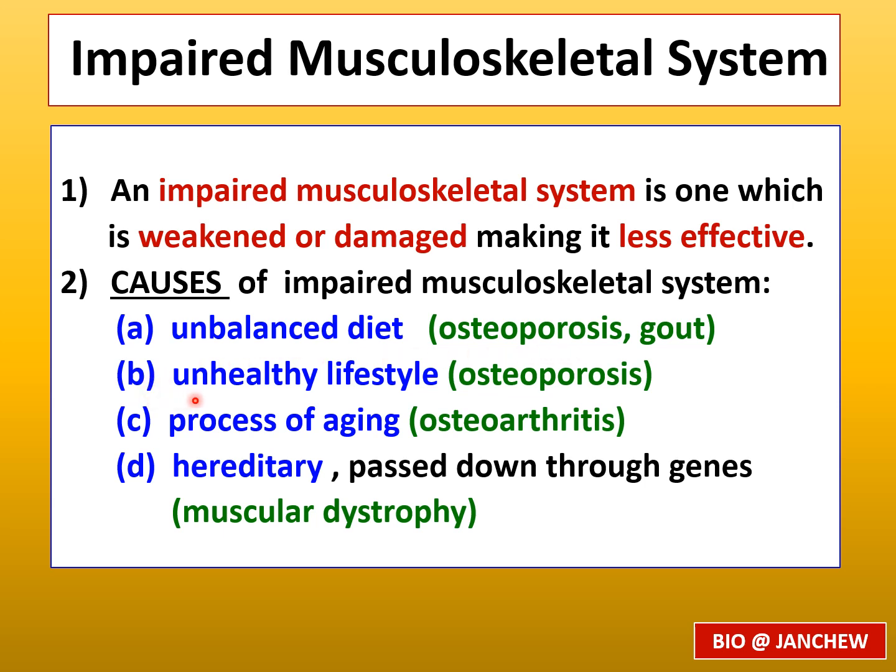Another cause can be unhealthy lifestyle. Lifestyle means the way in which a person lives, including the daily activities that he carries out. Does he do regular exercise? Is an example. Or does he smoke? And so forth. So for example, if a person does not move around enough and does not exercise regularly, then it can also contribute to the risk of getting osteoporosis.